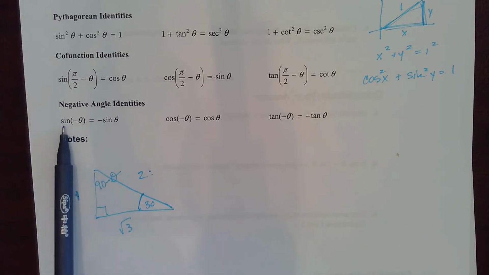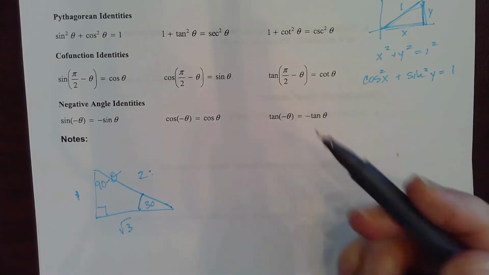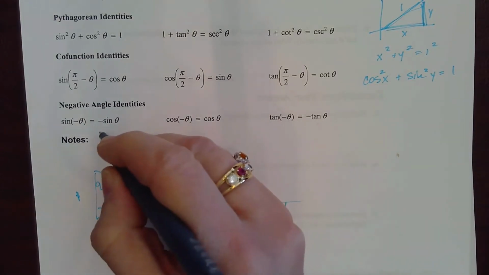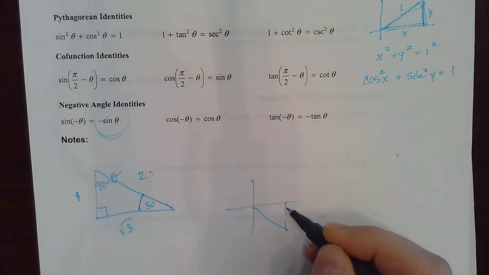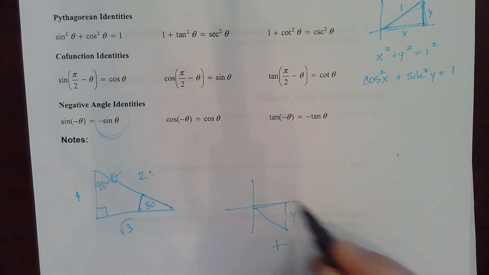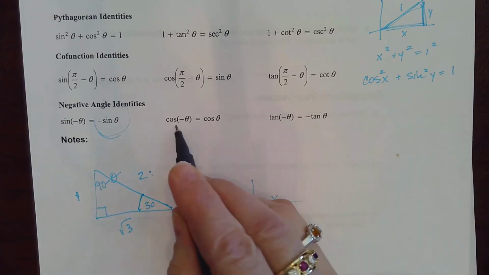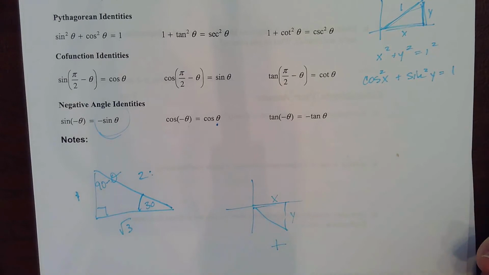Negative angle identities. The sine of a negative angle is equal to a negative sine, because a negative angle here would be in the 4th quadrant, that means our distance of y would be negative. And the cosine of a negative angle, because cosine is positive in the 4th quadrant, this x distance is positive. So the cosine of a negative angle is going to equal a positive cosine.